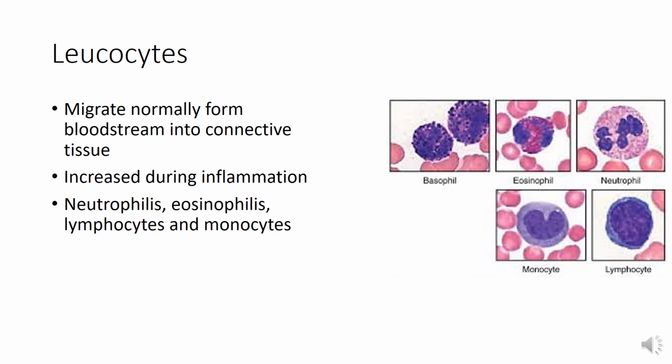Now the leukocytes, as you know, are the migrant cells from the bloodstream into the connective tissue. Their number increases during inflammation, and they include the neutrophils, eosinophils, lymphocytes, and monocytes.